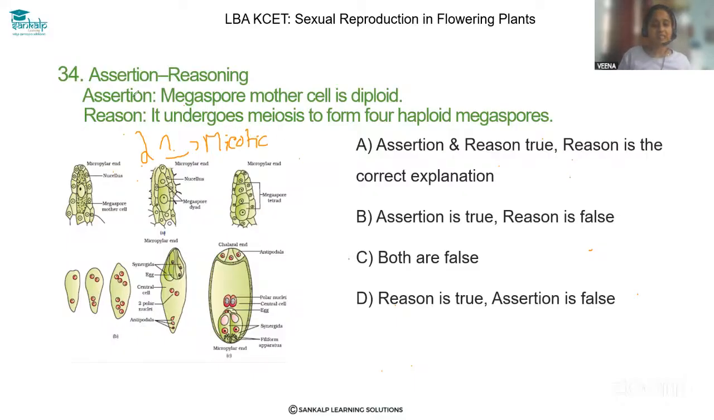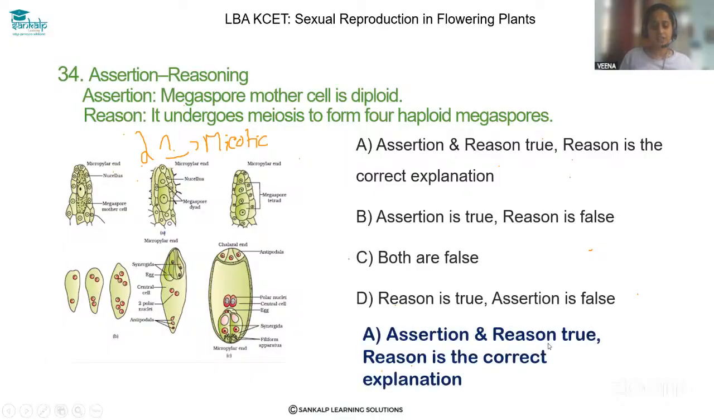So both assertion as well as reason are true here. So the correct final answer is option A, assertion and reason true, reason is the correct explanation. Thank you.